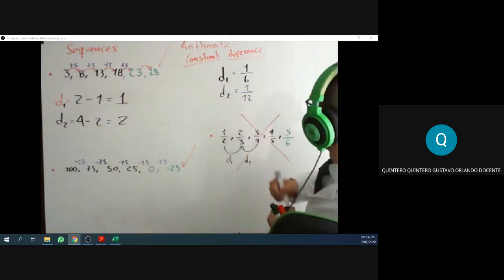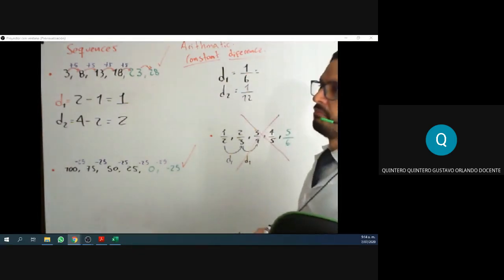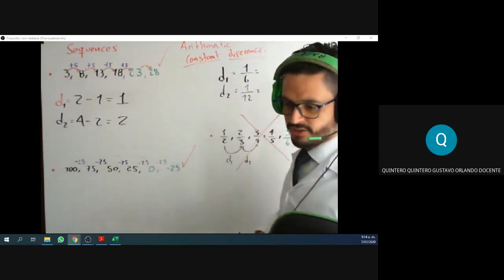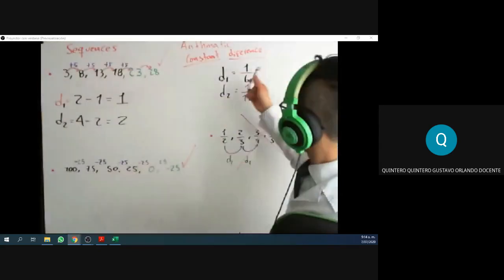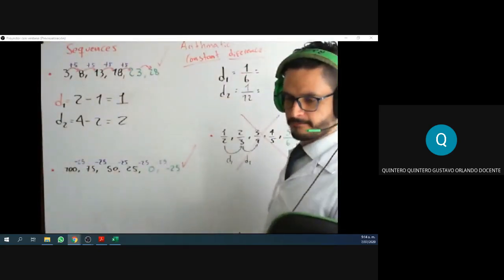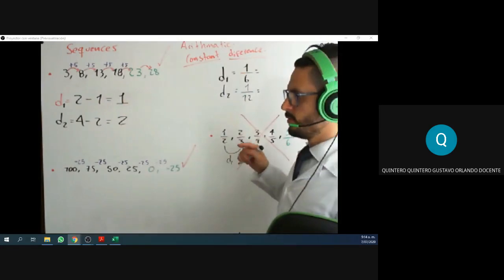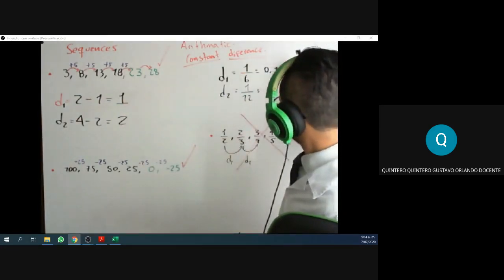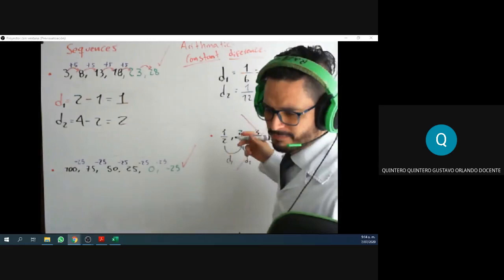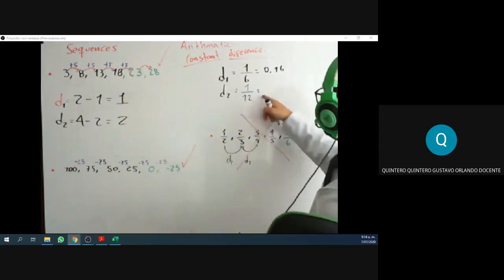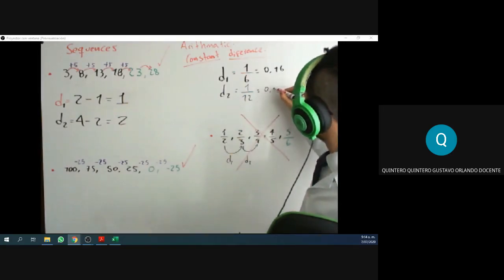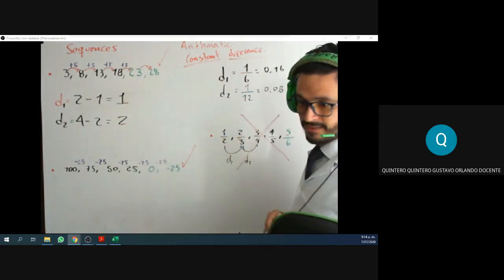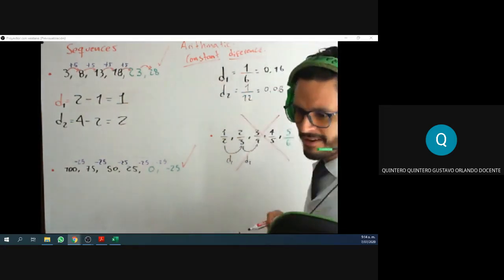For example, this. How much is 1/6? Man, no idea. Can anybody help me, please, in the chat? I need 1/6 and 1/12, please. 0.16. Man, I'm good, right? And then 1/12, that divided by 2, right? So 0.05. Man, on fire, right?